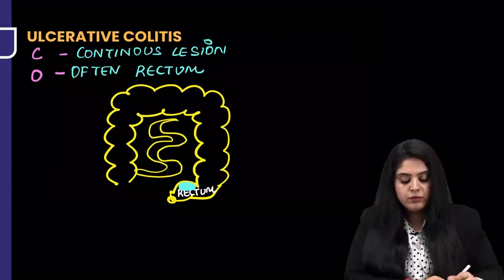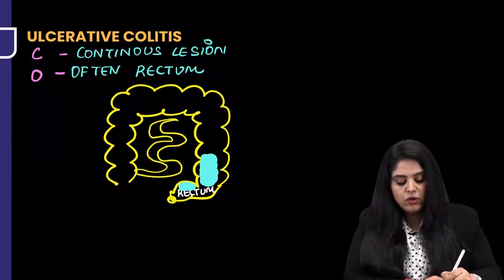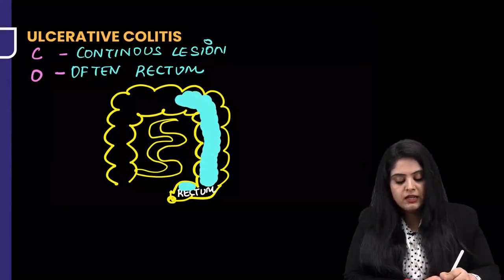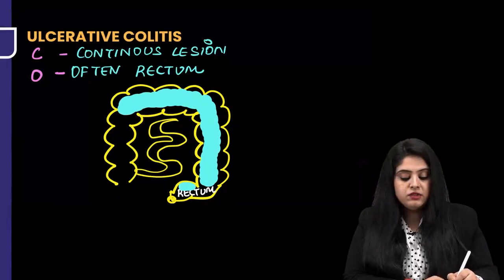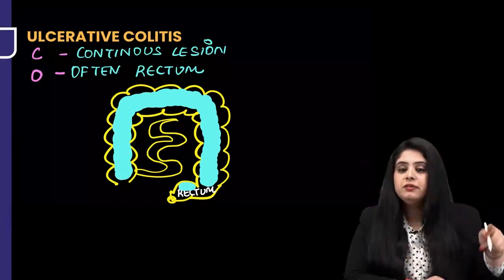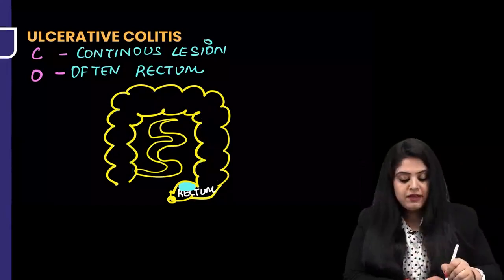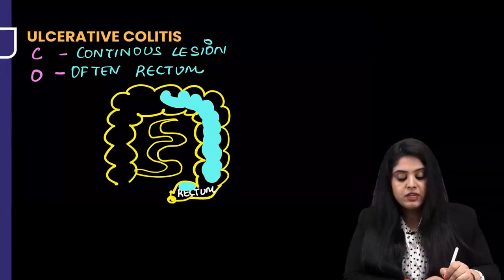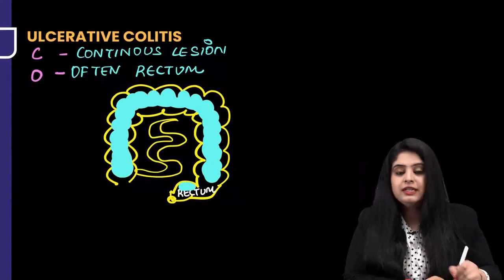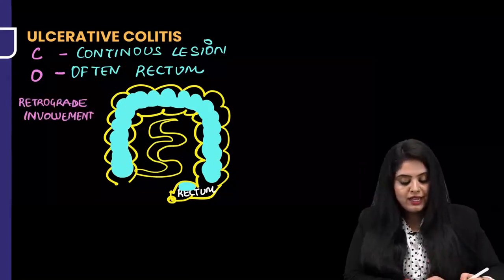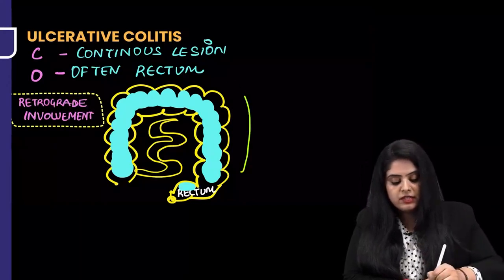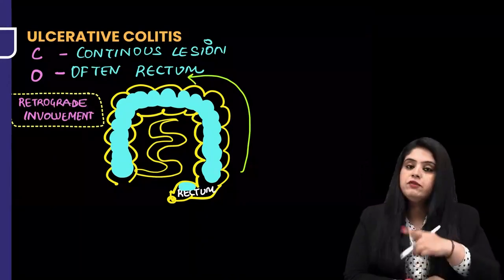And how is it going to progress? It is now going to go in a backward direction and in continuous. Now, it's a continuous lesion. It is going to involve the entire intestine. But in which direction did I go? I went from here in a backward direction, retrograde involvement. This has resulted in something known as retrograde involvement that you see. It's in this direction that the involvement is occurring. So, okay, full intestine affected.